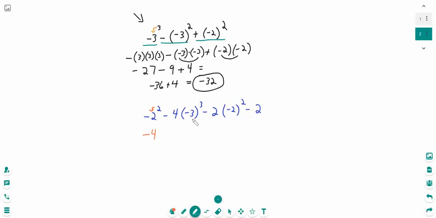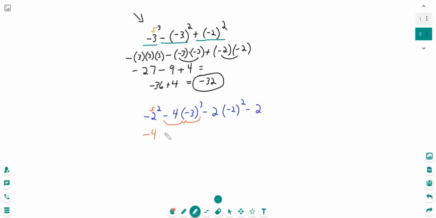Now, looking at this term and simplifying it, I've got a negative 3 raised to the third power. Here the negative is being raised because the 3 is being placed on the parentheses, okay? So negative 3 to the third. Well, negative 3 times a negative 3 is a positive 9. Positive 9 times a negative 3 is a negative 27.